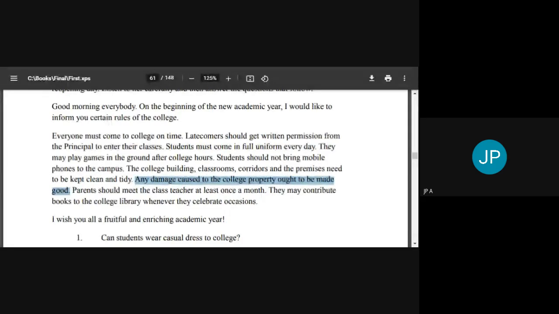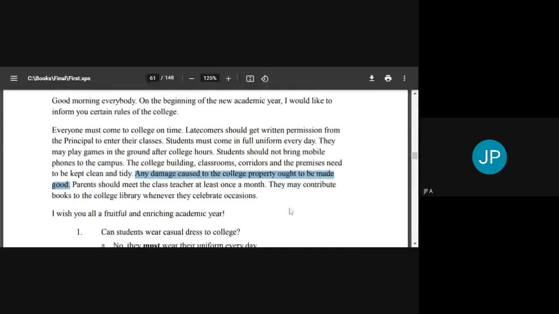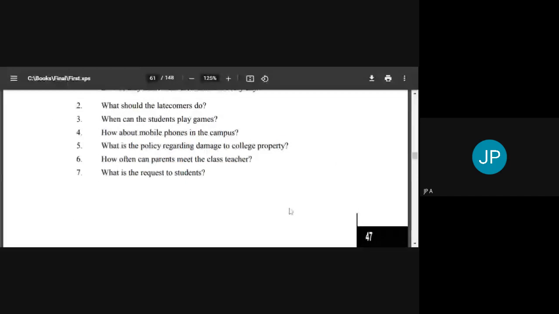To be made good means to repair. Yes, Sri Lakshmi, that is right. Yes, Trishna, Archana. Thank you for those responses. So, any damage done to the college property ought to be made good. And the next one is, how often can parents meet the class teacher?